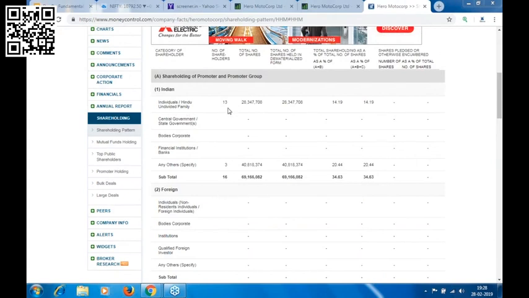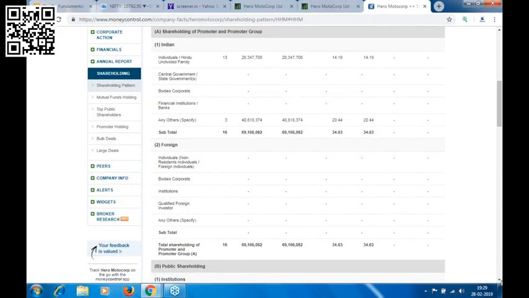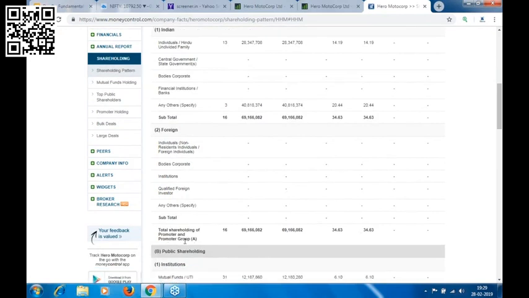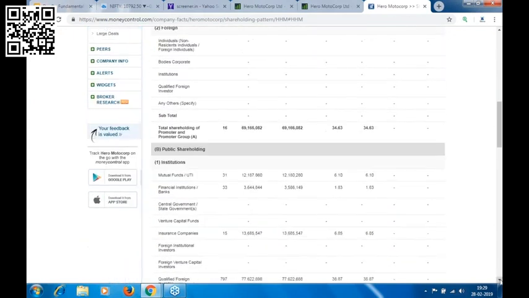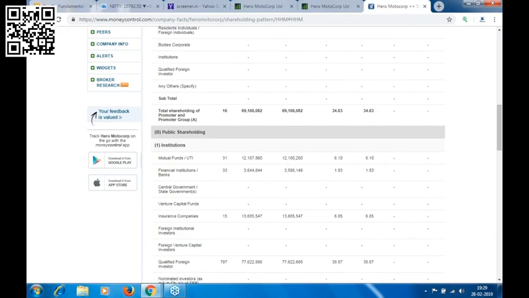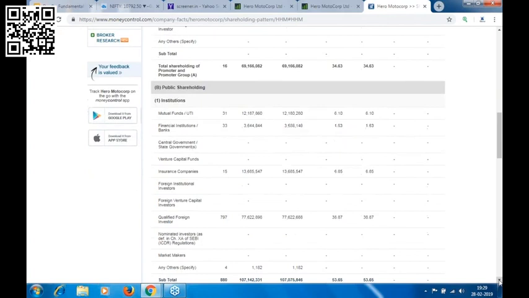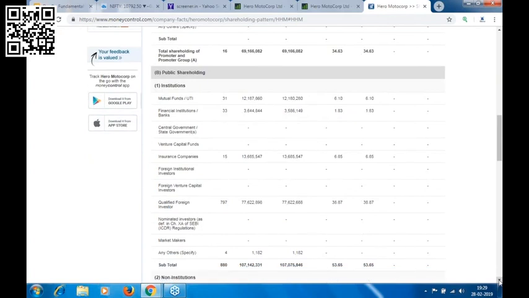Individuals, Hindu undivided family, 13. Any other, 3. Now if you want to look further, foreign investors, how many foreign investors are there? So total shareholding of promoters and promoter group is 34.63%. Now if you look at the public shareholding, mutual funds, there are 31 mutual funds. Financial institutions, there are 33. Insurance companies, 15, and qualified foreign investors are 797. So this will give you an idea as to how many mutual funds and how many FIIs are holding their positions in the company.